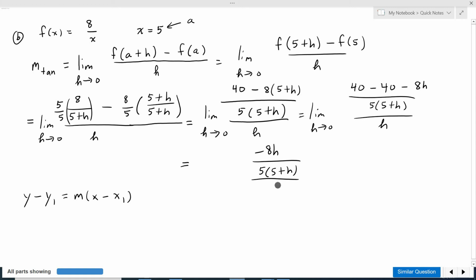And then we have this h on the bottom still, but I'm going to think of it as h divided by 1. Now the reason I want to think of it that way is, well, first of all, h divided by 1 is still equal to h, but now you have a fraction divided by a fraction, so you can flip this bottom one and multiply by it. So this is equal to minus 8h divided by that common denominator, and then times the reciprocal of this bottom fraction, which is 1 over h.